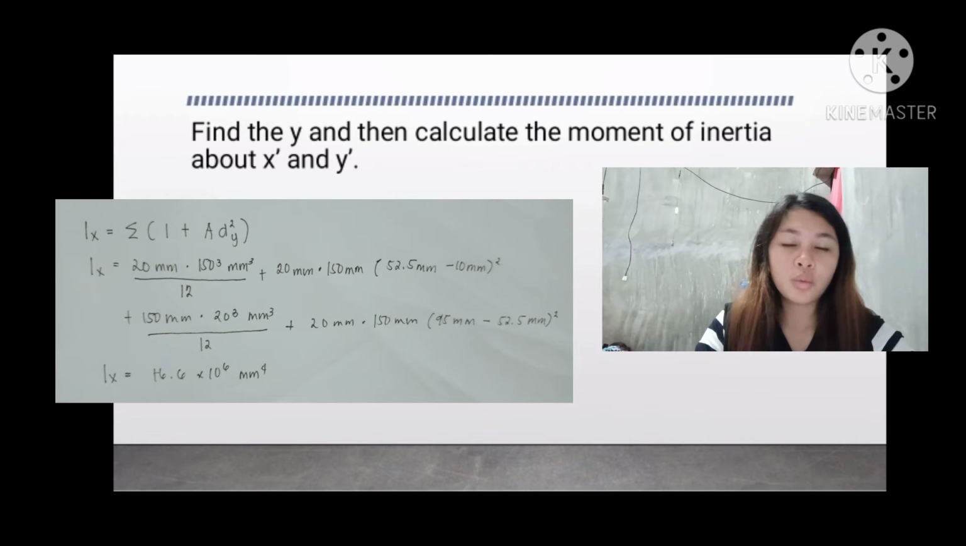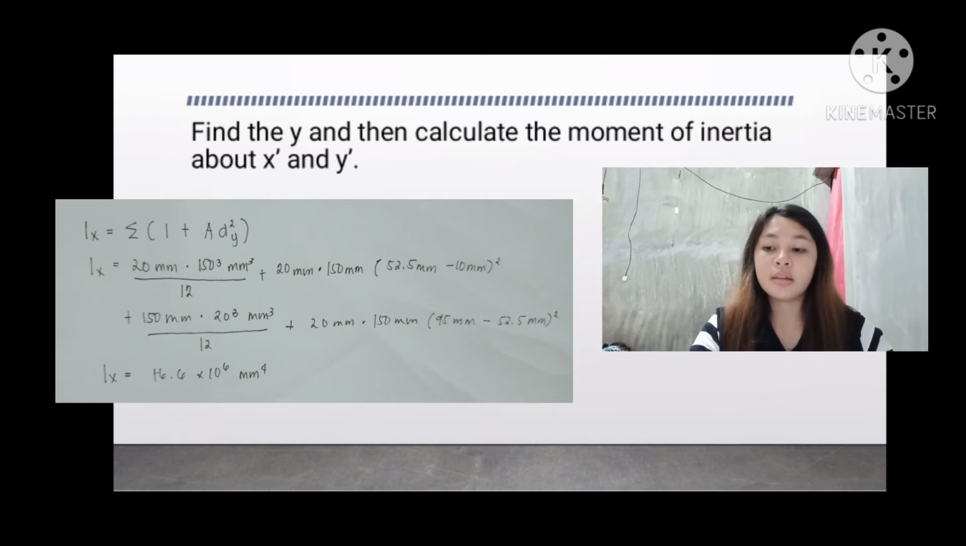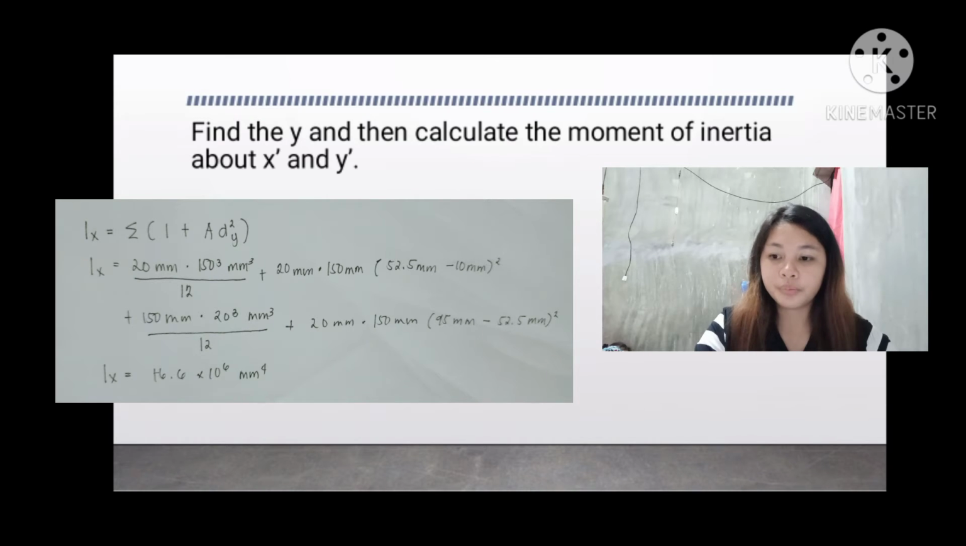So with the aid of our formula, Ix, or the moment of inertia about the x-axis, is equal to the summation of I, or the moment, plus the area times the squared distance y, which is equal to 20 millimeters times the 150 millimeter cube over 12, plus 20 millimeters times 150 millimeters times the quantity of 52.5 millimeters minus 10 millimeters squared, plus 150 millimeters times 20 millimeter cube over 12, plus 20 millimeters times 150 millimeters times the quantity of 95 minus 52.5 millimeters squared, which will give us the result of 16.6 times 10 raised to 6 millimeters to the fourth power.